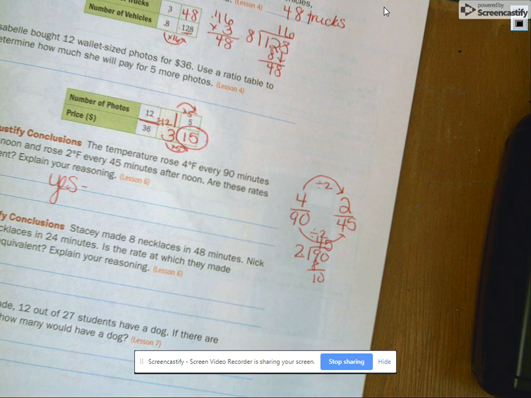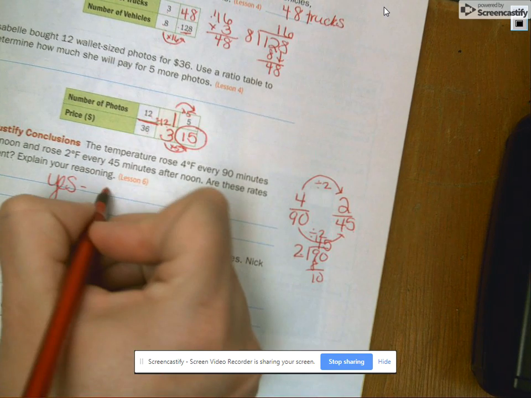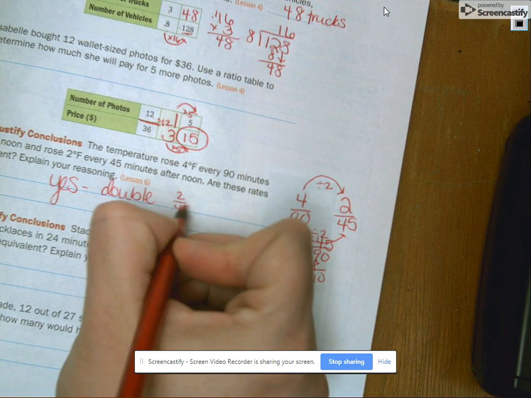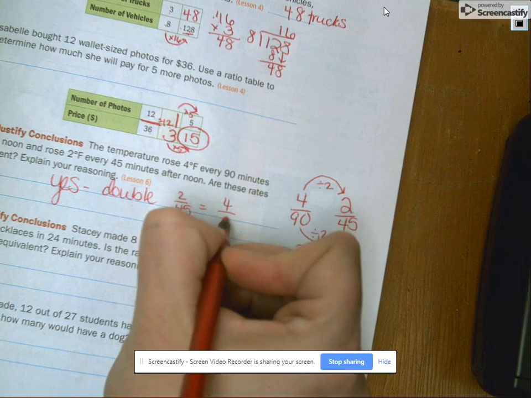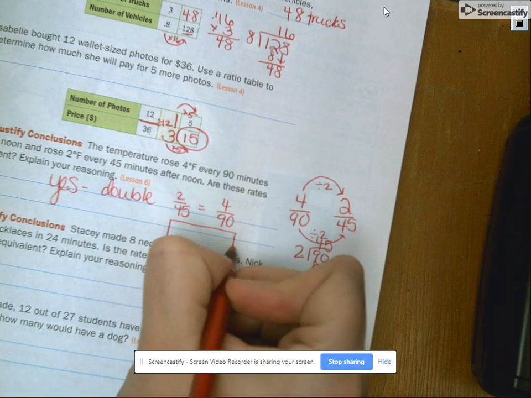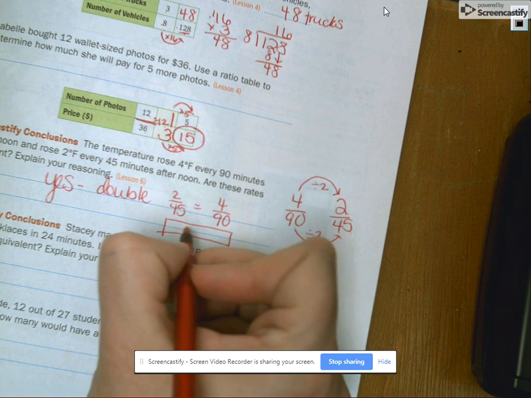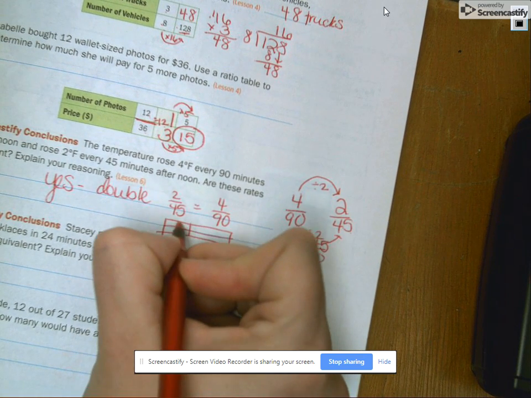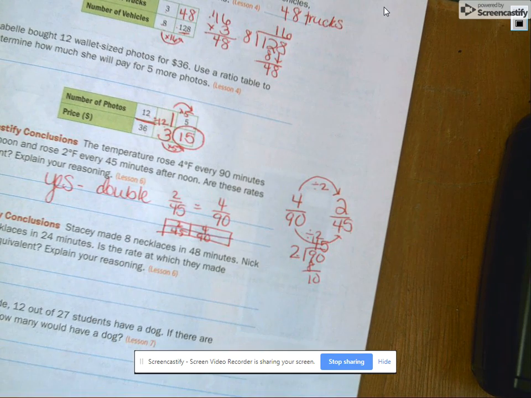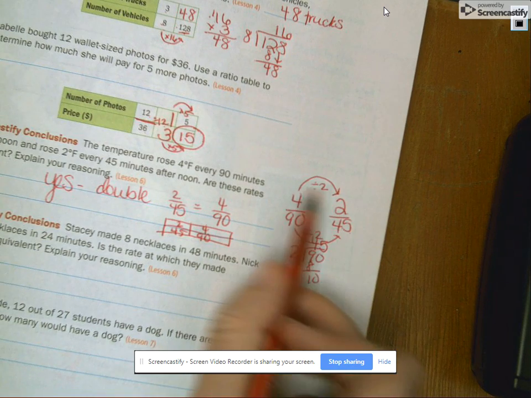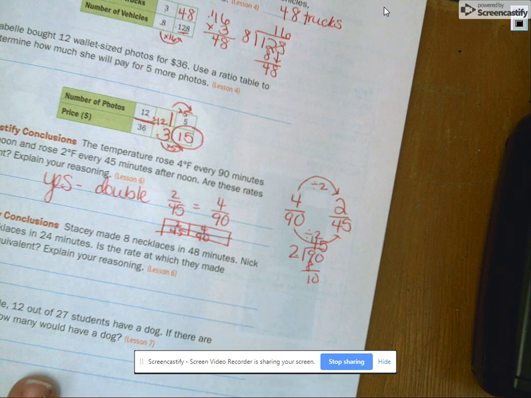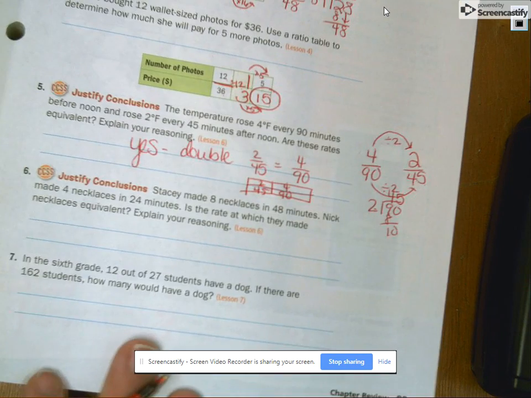Because if I double 2 45ths, it equals 4 90ths. Or I could also show it by doing a ratio table. 2 45ths. The next one would be 4 90ths. And we know that if I can do this and it's equal, or if it's on the same ratio table, then it's equal. Okay, let's look at the next one. Go ahead and do the next one by yourself.